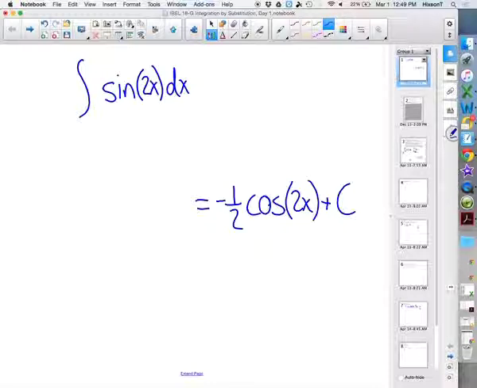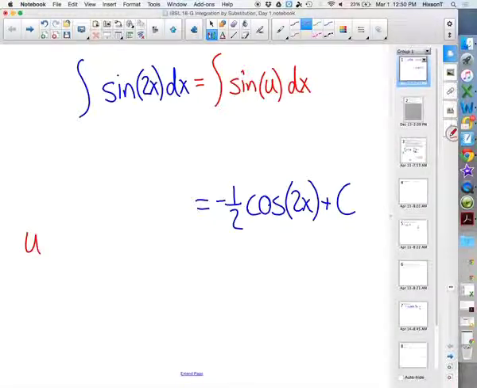Okay? I actually want to show you the process that we would use here. What I'm going to do is take this 2x, and because I have a function within a function, I'm going to rewrite this integral as the sine of u. Okay? Now, I still have a dx here, but what did I just make u equal? 2x. Alright, I just made u equal 2x.